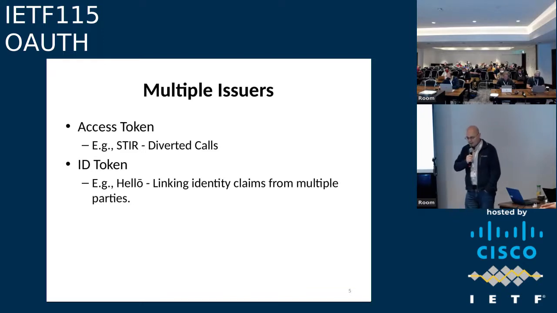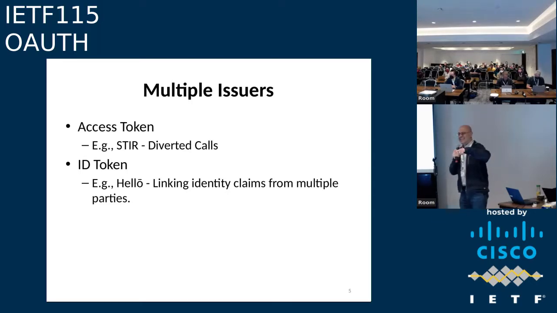In the multiple issuers use cases, the tokens that could be issued could be an access token or an ID token. The prime example for an access token that needs embedded tokens is a STIR diverted call. This is a telephony use case. A calls B, and the call from B is directed to C.